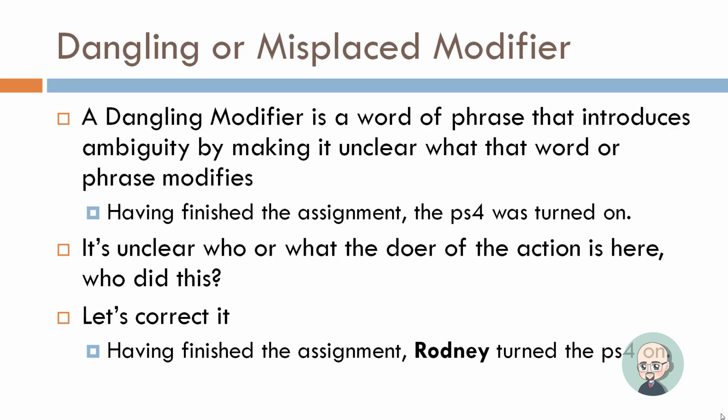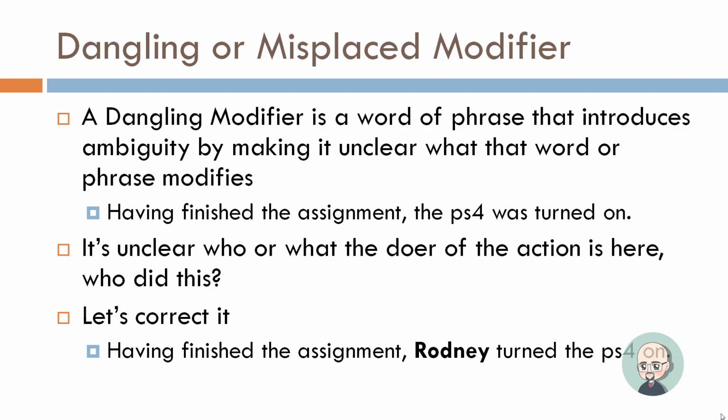Dangling or misplaced modifiers. A dangling modifier is a word or phrase that introduces ambiguity by making it unclear what that word or phrase modifies. You think, whoa, this is confusing. Give it a second, it'll make sense. Having finished the assignment, the PS4 was turned on. See right there, it's unclear who or what the doer of the action is. Who did this? Who turned the PS4 on? It's not really clear, you see? It sounds like a real sentence, but it's kind of messed up.